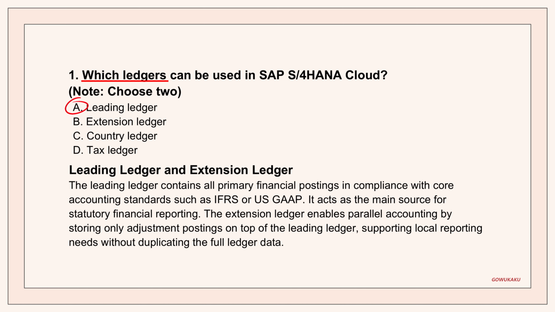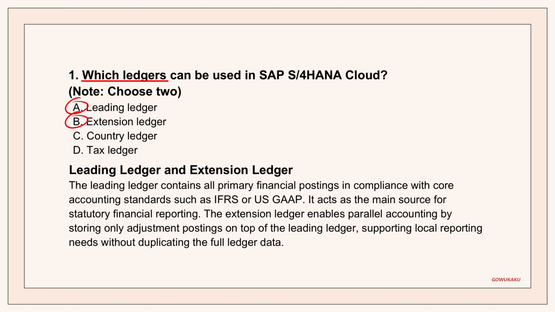Got it. That's for the official consolidated statements you'd show shareholders. Exactly. But then there's the second type. Which is? The extension ledger. And this is where things get flexible. It's designed for additional reporting needs. Like what kind of needs? Maybe local accounting rules, specific management reports, maybe even simulations. But the key thing, as the source points out, is how it works. Okay, how does it work then?